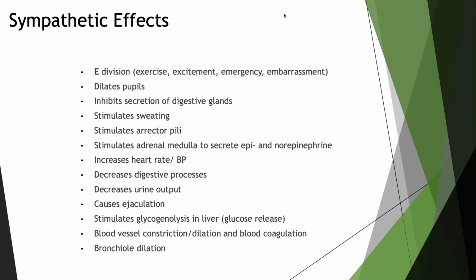And there are a few effects of the sympathetic. We already talked about a little bit of these, but they help to dilate the pupils, inhibit secretion of digestive glands, stimulate sweating, stimulate the erector pili, stimulate the adrenal medulla, and increase heart rate and BP. It also increases several digestive processes and kidney function, such as urine output, causes ejaculation, and stimulates gluconeogenesis in the liver, and helps blood vessels to constrict or dilate depending on what you need to do.